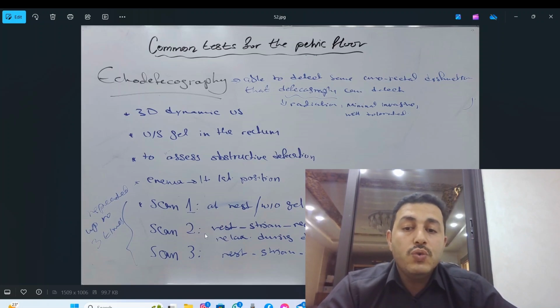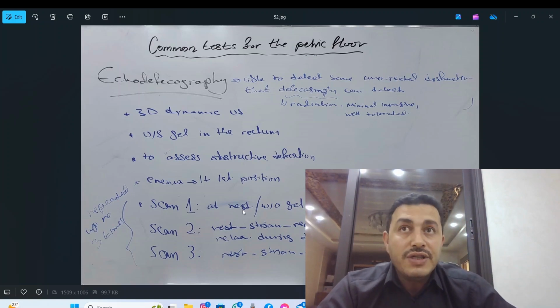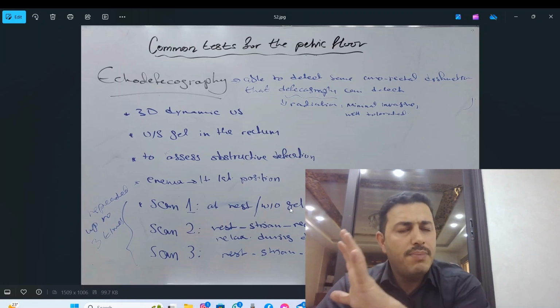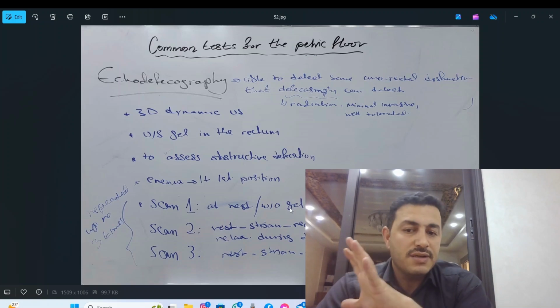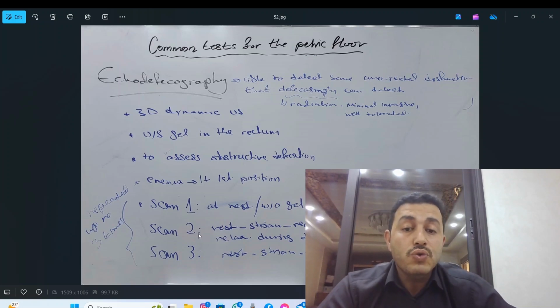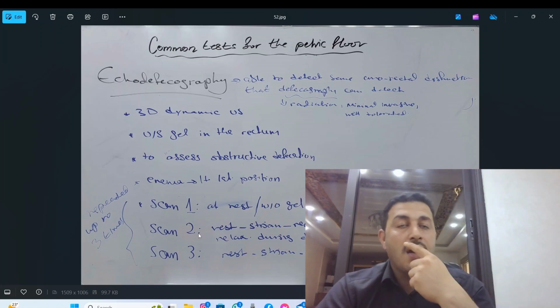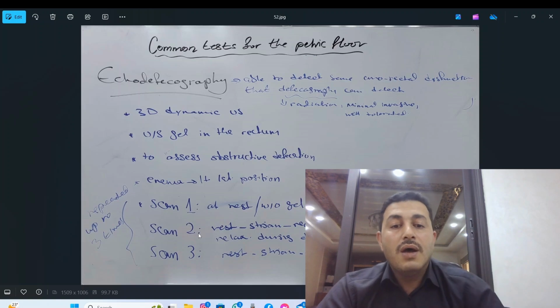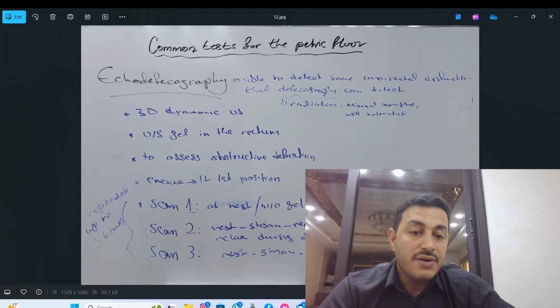The technique: we have 3 scans for imaging. First, at rest without gel. This will help us to assess the integrity of the sphincter complex. Scan number 2 is also without gel, similar to the dynamic ultrasound without gel, during rest, strain or Valsalva, and during rest. This will assess the muscle relaxation during defecation, if we have, for example, anismus.